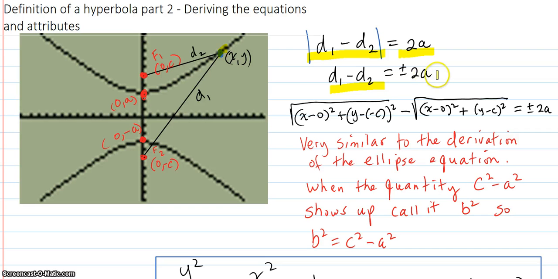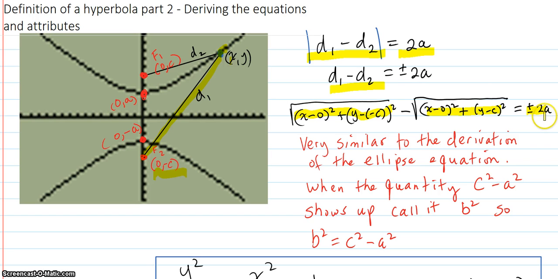So similar to the ellipse equation derivation, you just set up the distance formula. I'll just show you this one. This is d1. That's the distance over here from xy to focus f2 here, which is 0, negative c. You can see it's x minus 0 and y minus a minus c. So similarly, there's the d2. You subtract and you get plus or minus 2a.